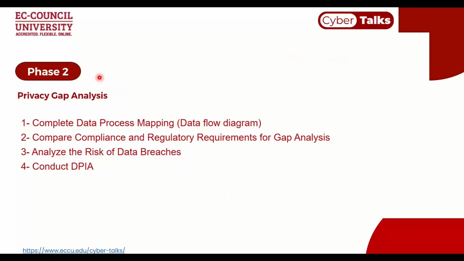In phase 2, I will walk you through the following 4 activities. 1, complete a private data processing mapping to document what personal data you collect, where you keep these data in your systems, why you keep them, and for how long. Number 2, this is where you conduct privacy impact analysis, or PIA, to compare the status of data privacy in your organization with the regulatory requirements.